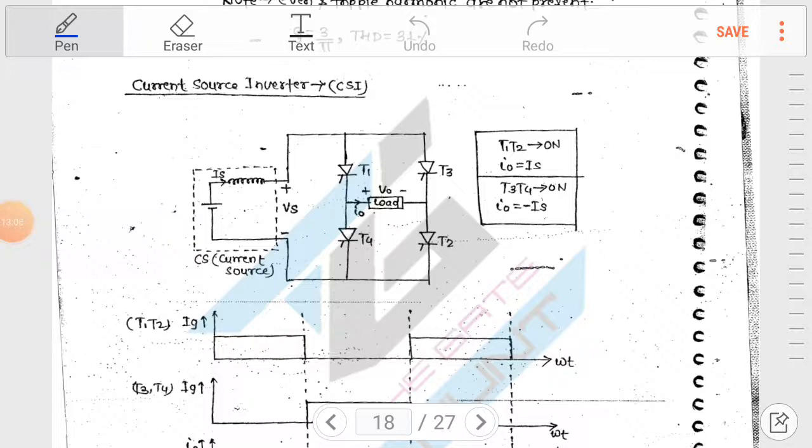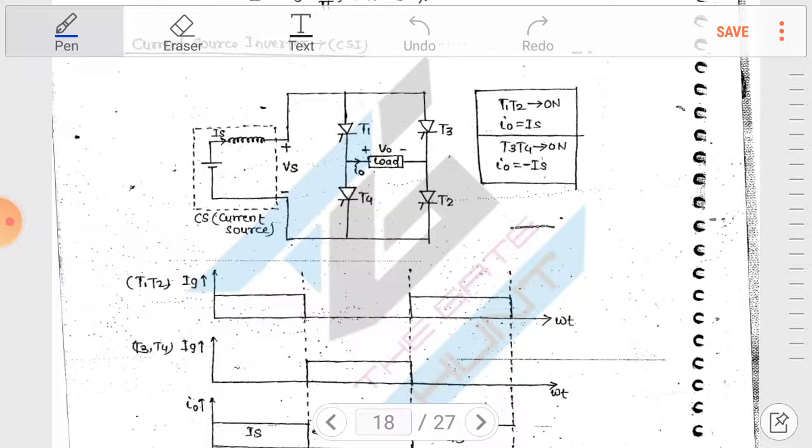Next topic is the current source inverter. We are considering here a single phase half bridge current source inverter. The difference from the voltage source inverter is that here an inductance is used with the voltage source, which does not allow the magnitude of the source current to vary. The other process will remain the same. Here thyristors T1 and T2 switch on to make I0 equal to Is, and thyristors T3 and T4 switch on to make I0 equal to minus Is.